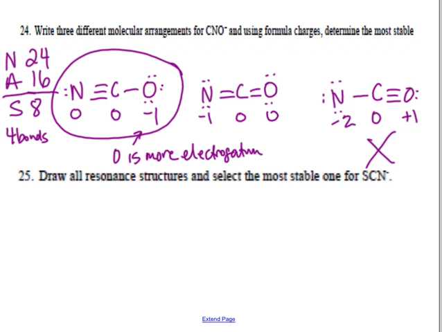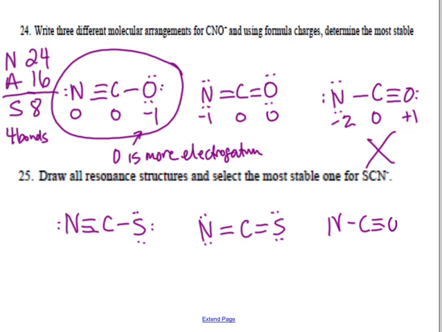Here we go. So you can basically draw these identical, except replace your oxygens with sulfur. Same number of electrons. So that's what I'm doing. I'm literally copying what I had done here. Oops. Sulfur.